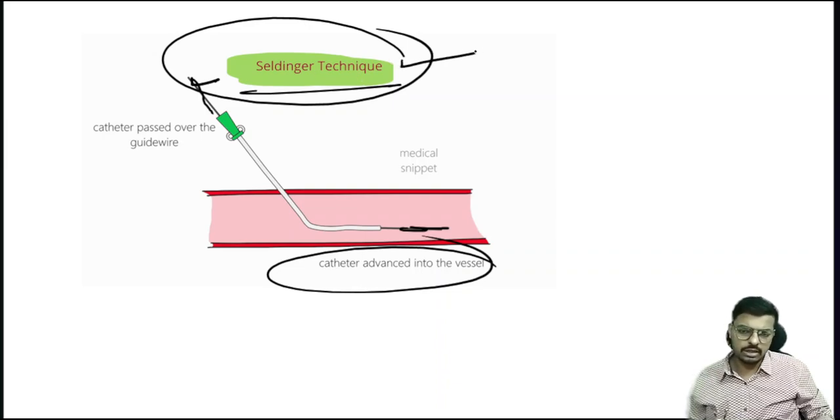Remember the name of the technique, that is the Seldinger technique, which we use to insert the central venous catheter. First we have to insert our most important guide wire. According to the guide wire, we have to insert our central venous catheter. Again I am telling, remember the name of the technique, the Seldinger technique.